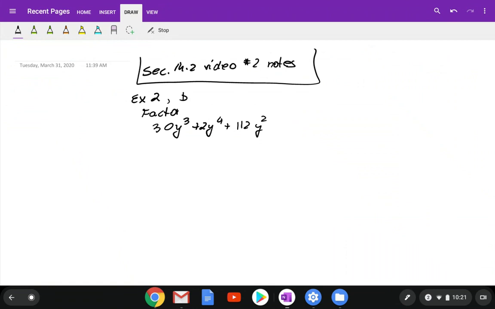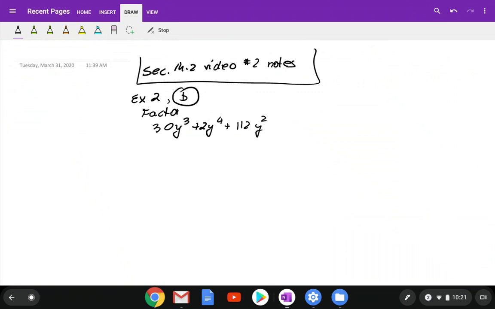Section 14.2, video number 2, factoring trinomials. I'm going back to example 2B. We have to factor 30y to the third power plus 2y to the fourth power plus 112y squared. Like you see, this trinomial actually has a higher power than 2. So we need to do a couple things to be able to factor using the AC method, which I introduced in video 1.